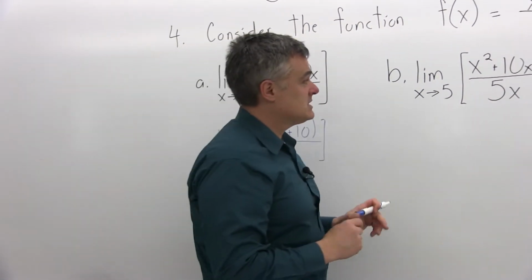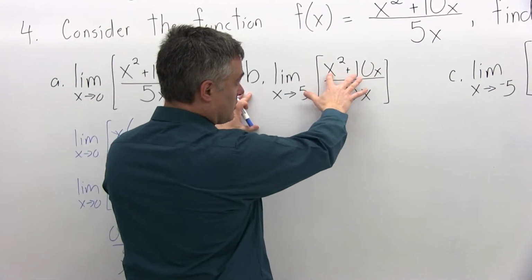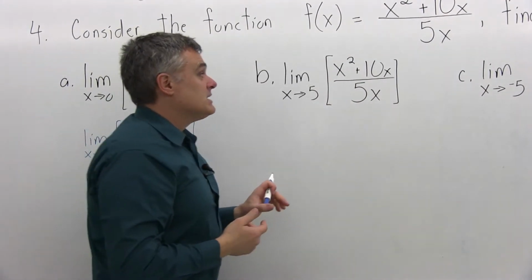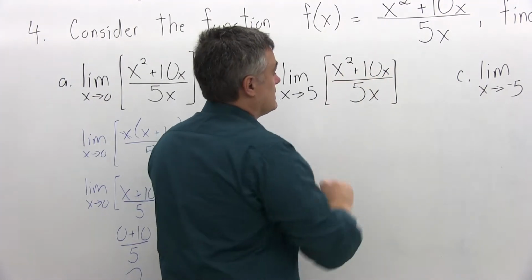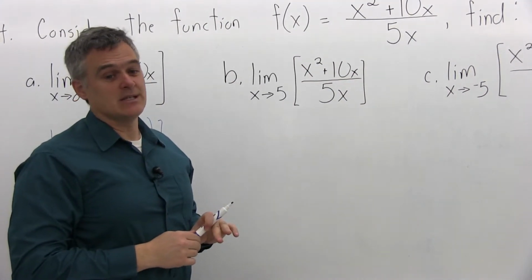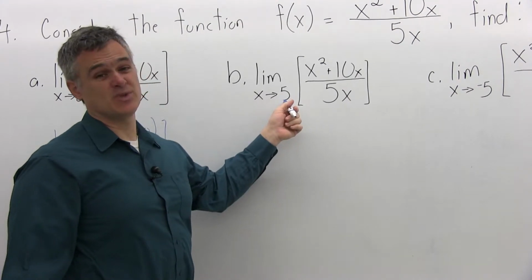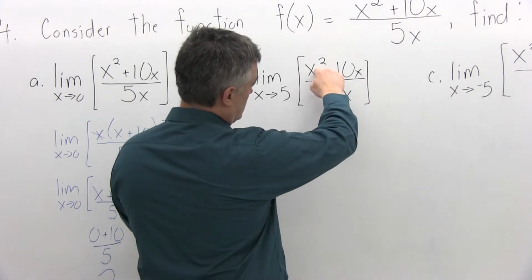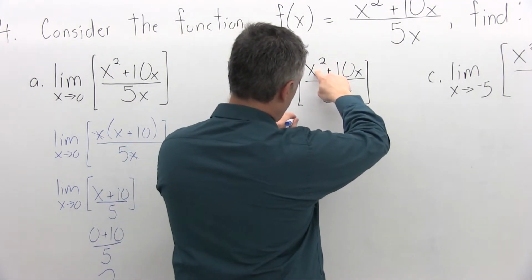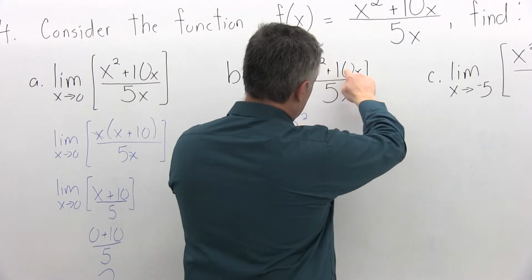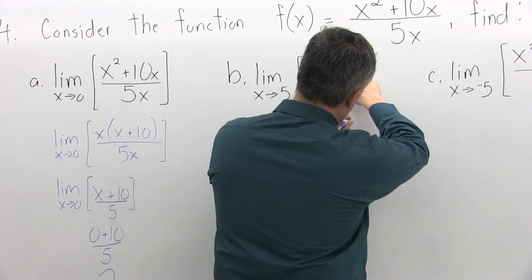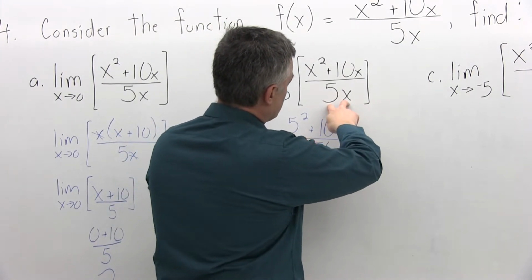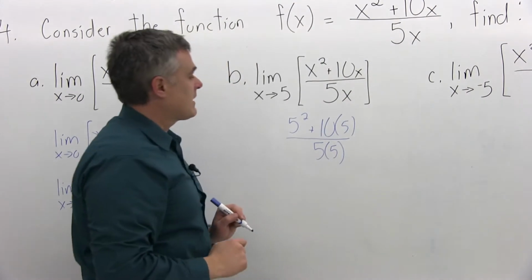Now B says take the limit of the same function, x squared plus 10x over 5x, as the input approaches 5. Now, because I can actually put in a 5 wherever I see an x, I don't have to factor anything and cancel it. As I put in things super close to 5, it's really the same thing that's going to happen as when I just put in the 5 and see what the output gets closer to. So now when I put in a 5 for x, the x squared on top becomes 5 squared plus 10x becomes 10 times 5. And then 5 times x underneath becomes 5 times 5.